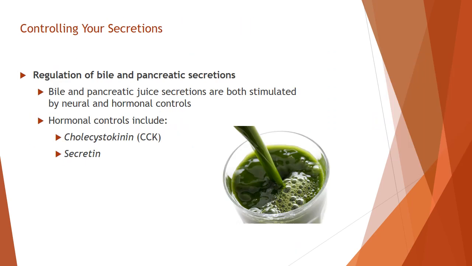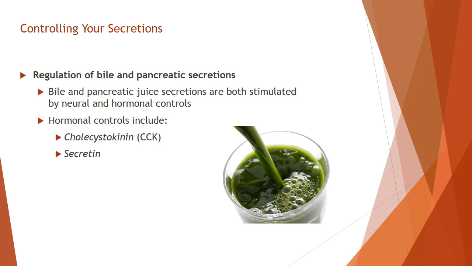How do you regulate when the bile and the pancreatic juice get released? How do you control where it goes and when it goes? Well, it deals with nerves and hormones. I mean, it's kind of the common theme, right? So the nervous system comes around and helps control it.